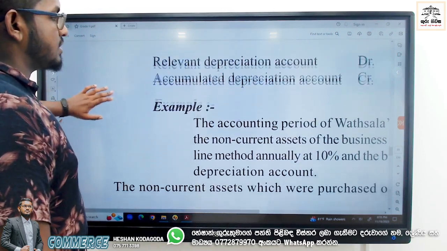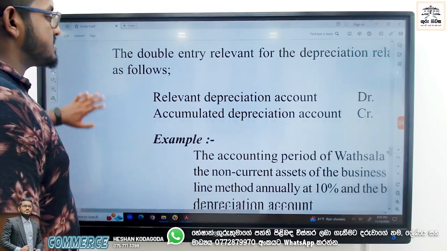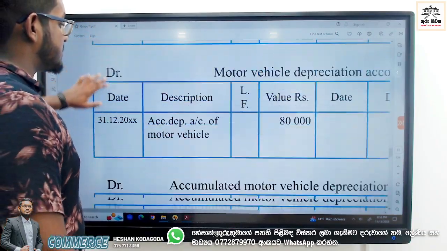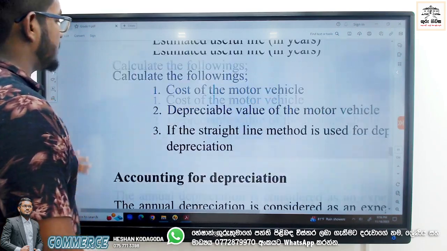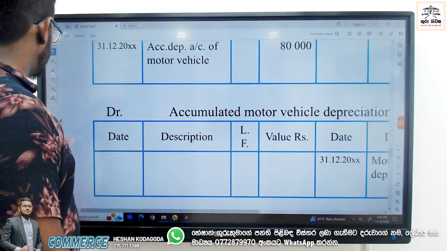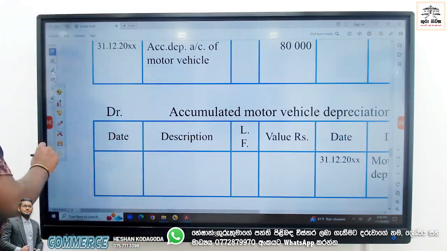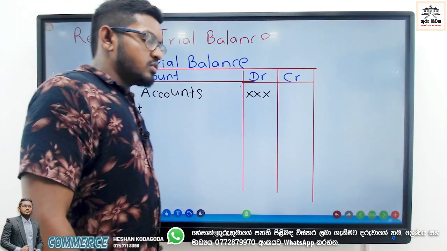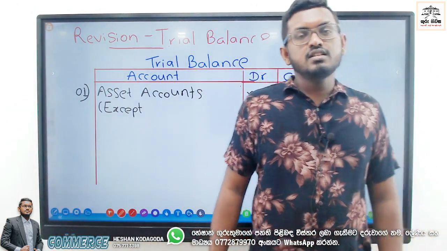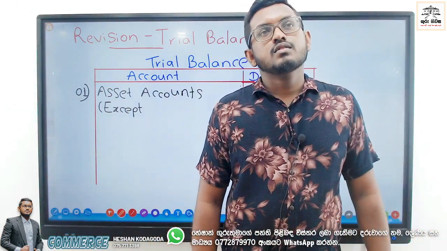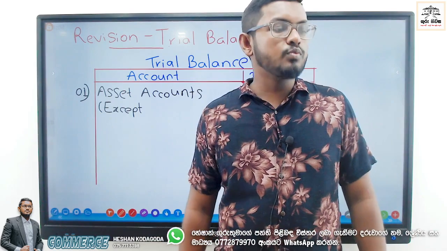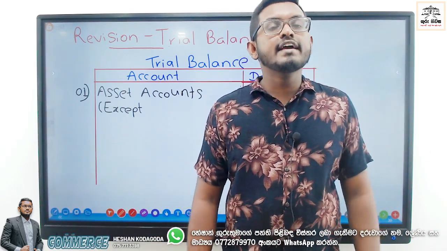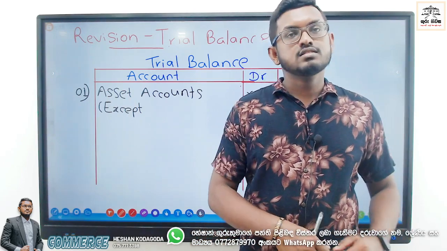And the final one is depreciation, which means we are deducting the non-current assets value, right? So I think you can remember the double entry as well. What I want to tell you here is, when it comes to depreciation, the double entry. We did this one in group 1 class: depreciation expense account debit, accumulated depreciation account credit, right?